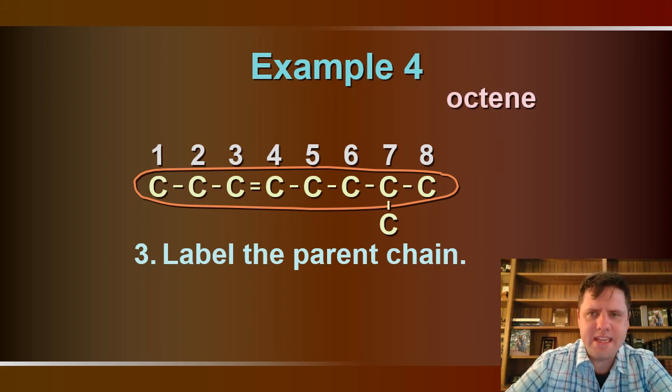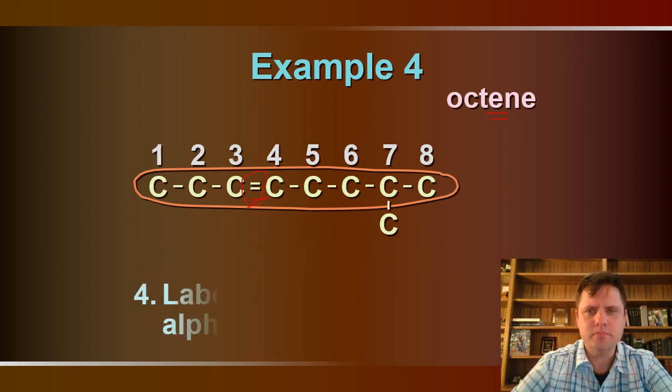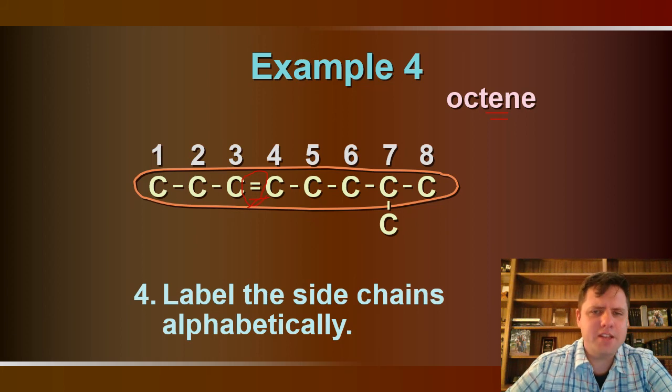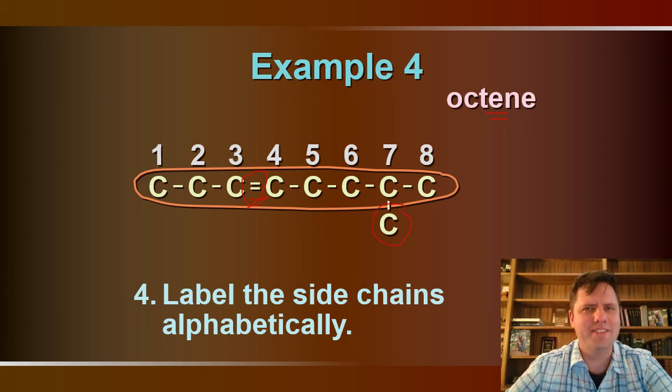Remember, we're using ene here because that indicates there's at least 1 double bond in the molecule. We label the side chains alphabetically. We only have 1 side chain. It's this C by itself. Remember what we call that? If it was C by itself, normally it would be methane, but because it's a side group, we call it methyl.